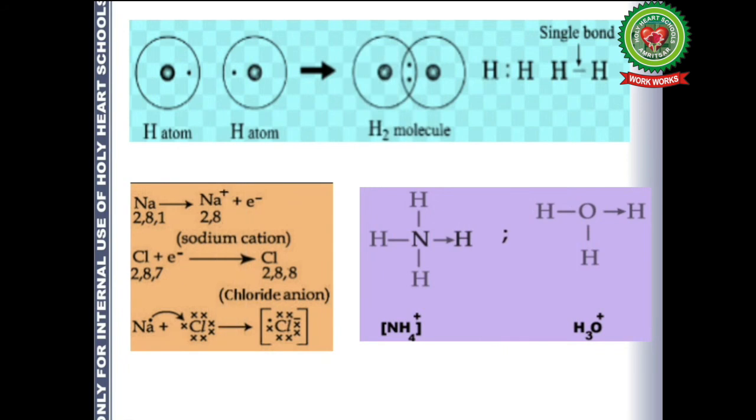Now, let us take some examples. Suppose hydrogen atom. Now, one hydrogen atom has 1 electron. Another hydrogen atom is also having 1 electron. So, they will combine with each other. One of the hydrogen will get 2 electrons, other will also get 2 electrons. So, their outermost shell will be complete and it will form a bond between hydrogen.